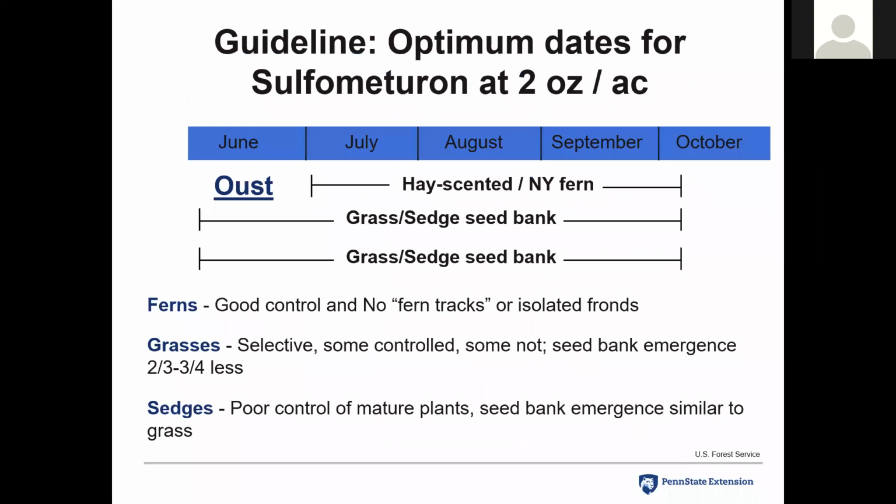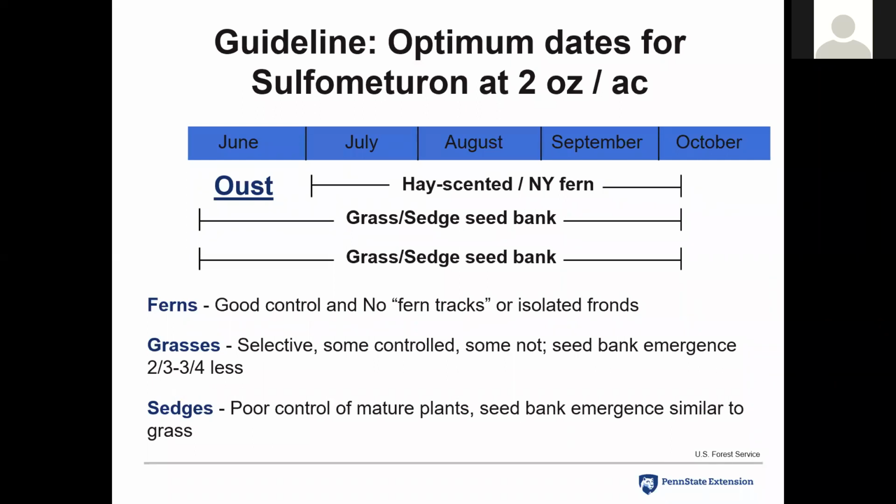So here are the guidelines that they came up with. Optimum dates at 2 ounces per acre using sulfometuron or Oust. They found, if you had hay-scented or New York fern, again, it was July to early October until the fern started to yellow. That gave you a little bit longer window now because you had that soil residual working in your favor. And then for seed banks of grass and sedge you could apply earlier.